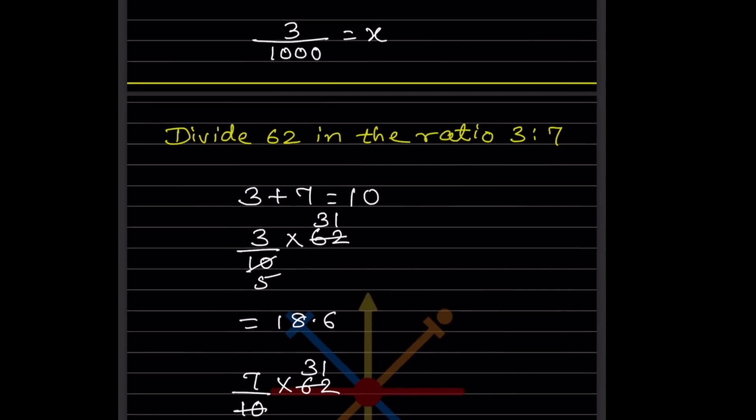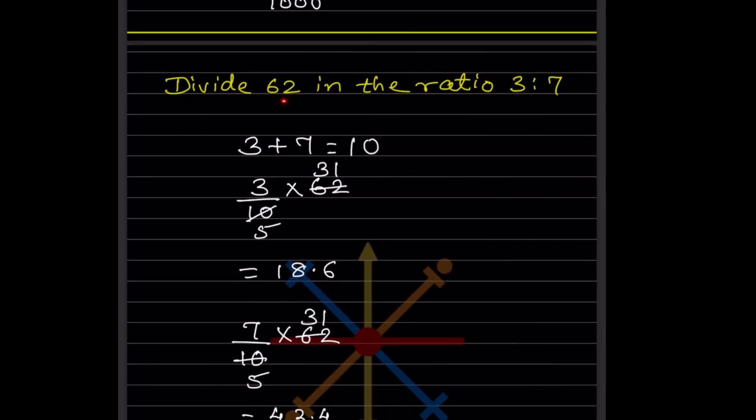Hope this is clear. Now what you are going to do here is divide 62 in the ratio of 3:7. Whenever we have a ratio, we add 3 plus 7, that will be the total, 10. This is the first part, this is the second part. For the first part, we divide 3 by the total, that is 3 divided by 10, multiplied by 62, because we said divide 62 in this ratio. Here 2 5s are 10 and 2 31s are 62, so 3 times 31 is 93, divided by 5, you get 18.6.